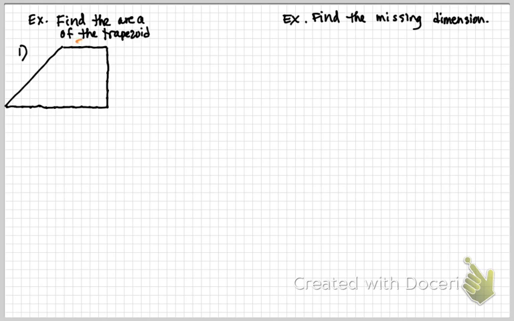So this is 5 inches. That's your base 1. This is base 2. And it doesn't matter which is base 1 and which is base 2. You just know they're the two sides that are parallel to each other. Okay? And then this guy is going to be 7 inches. Now, this is what we call a right trapezoid because these are right angles. Okay? That height is at right angles to the two bases.